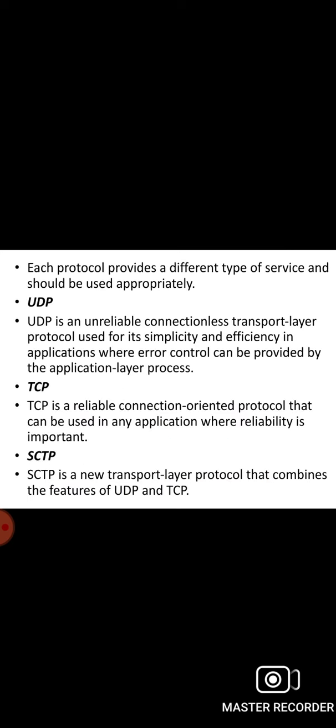UDP is an unreliable connectionless transport layer protocol used for its simplicity and efficiency in applications where error control can be provided by the application layer process. Whereas TCP is a reliable connection-oriented protocol that can be used in any application where reliability is important. SCTP is a new transport layer protocol that combines the features of UDP and TCP.